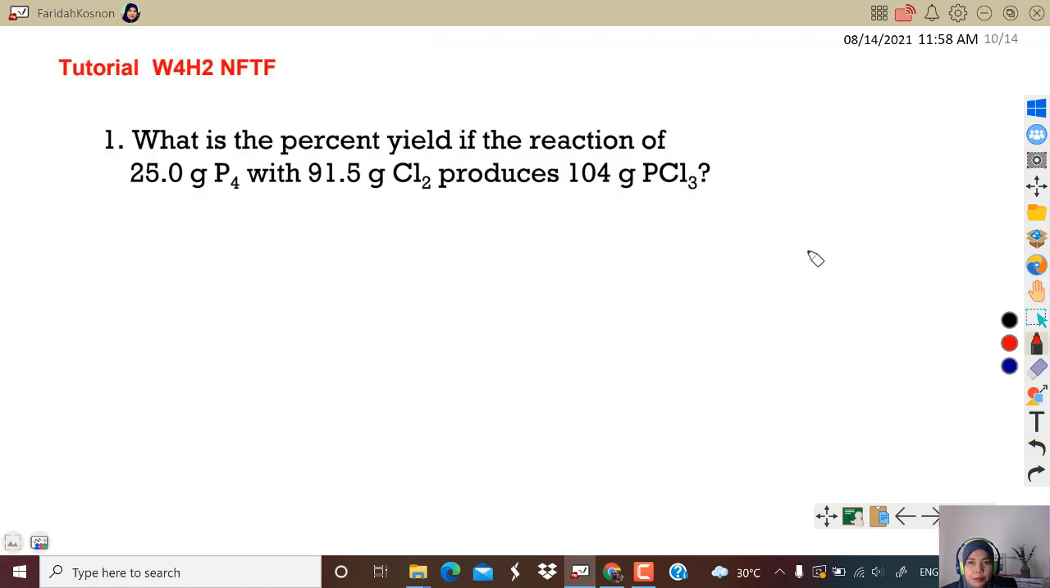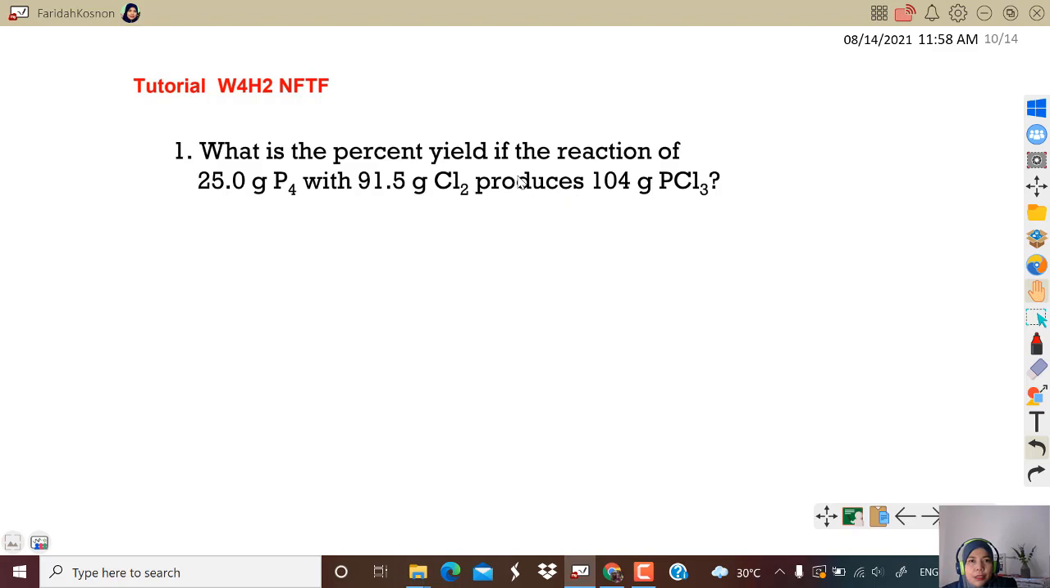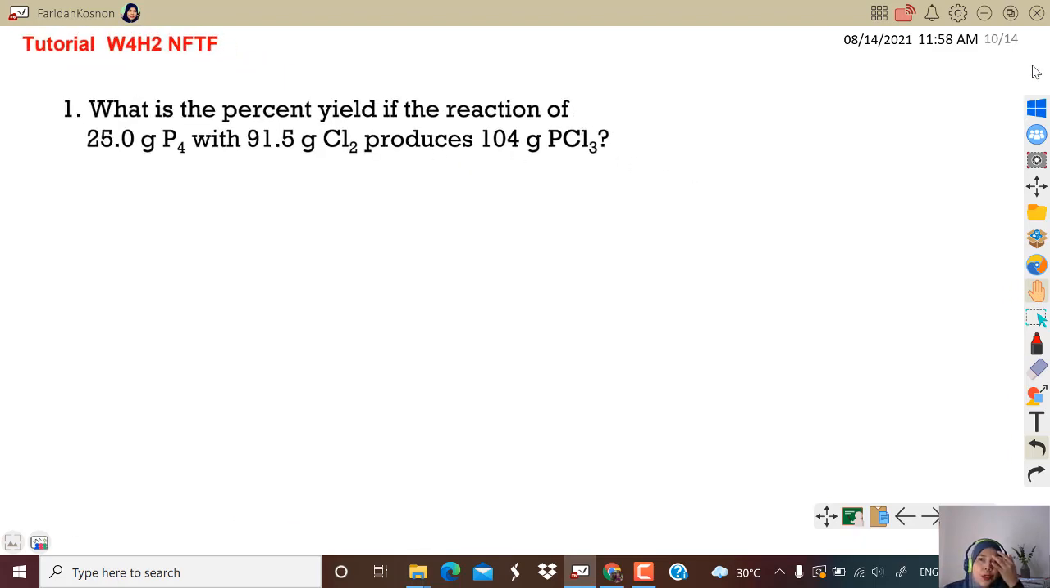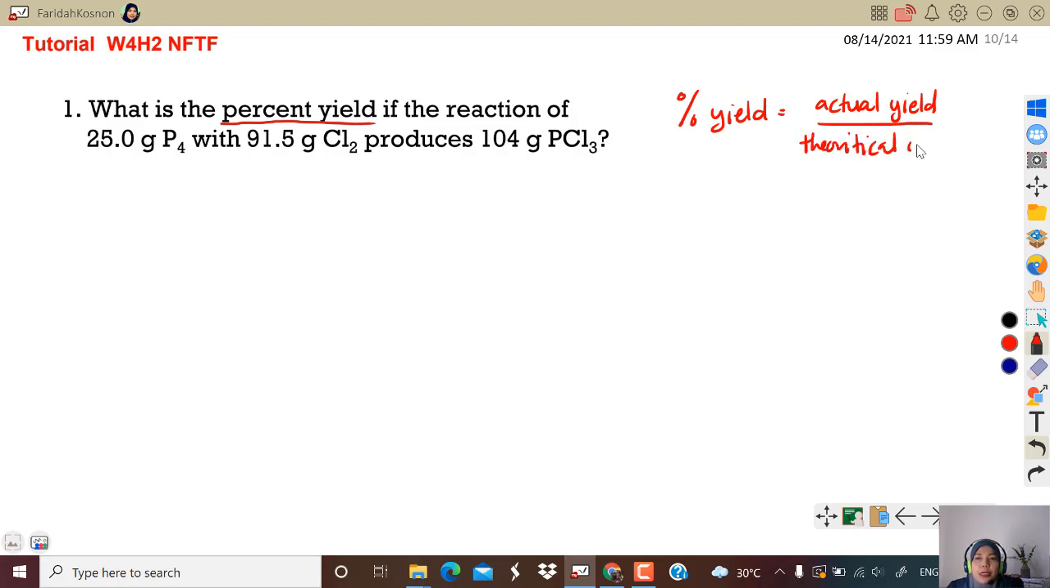Okay, so this is a question. Alright, this is a question. Okay, so what is the percent yield if the reaction of 25.0 gram P4 phosphorus with 91.5 gram chlorine gas produces 104 gram PCl3? Okay, so the main idea here is percentage yield. Okay, basically percentage yield equals actual yield divided by theoretical yield, times 100.